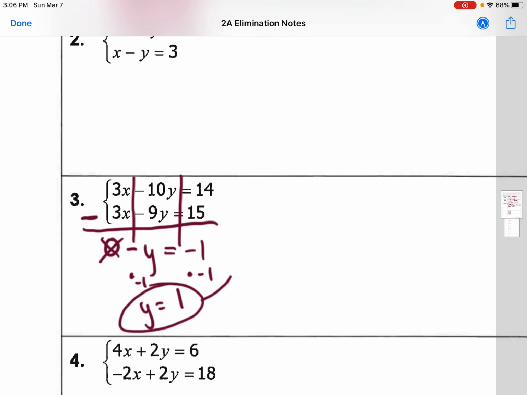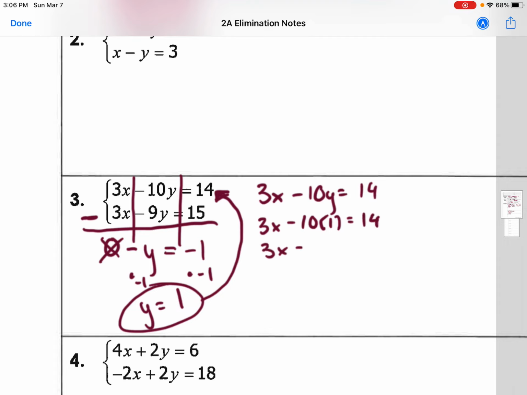So now I have my y value. So what I'm going to want to do is plug this back into one of my top equations. I'll just plug it into the first one this time since we plugged it into the second one last time. We're all about fairness here. So copy down my equation, 3x minus 10y equals 14. Now I'm going to substitute in my y value. So 3x minus 10 times 1 equals 14.